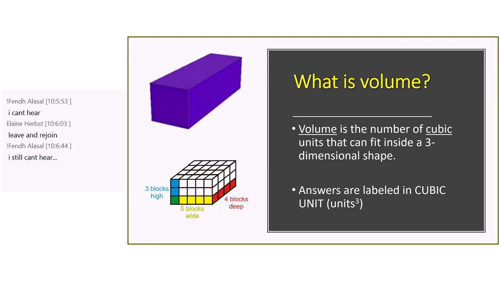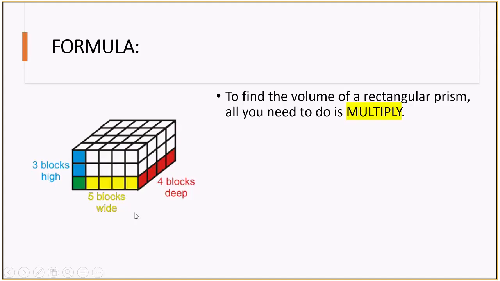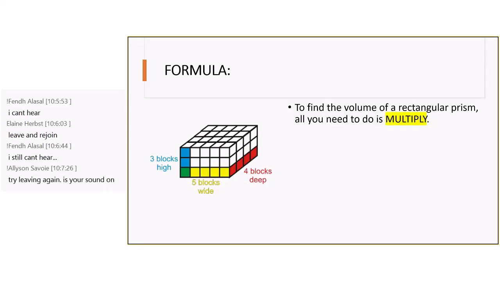Okay, so let's look at an example using this box down here in this lower left-hand corner. For the formula, which I also would like you to write in your notebook, to find the volume of a rectangular prism, and that's what these are all called today. You oftentimes probably call them boxes, but the mathematical term is a rectangular prism. All we have to do is multiply. The formula is to multiply the length times the width times the height.